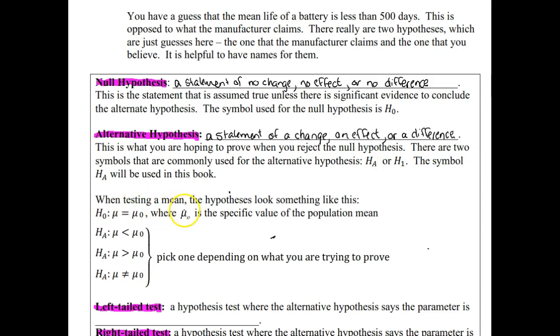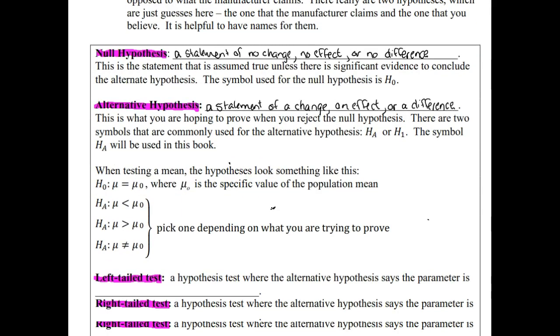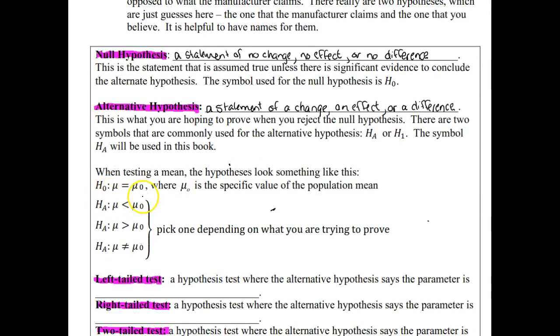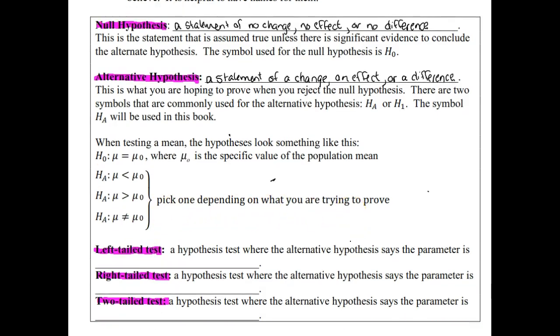So when testing a mean, the hypotheses, when we put them together, look something like this. We've first got this statement of no change, mu equals some specified value, mu sub 0. And then we have to pick one of these three alternatives that we believe to be true. So either we think the mean is less than what was claimed, as in this case, or we think the mean is higher than what was claimed, or we just think that the mean is just plain different from what they have claimed. So we're going to pick one of these depending on what you're trying to prove.